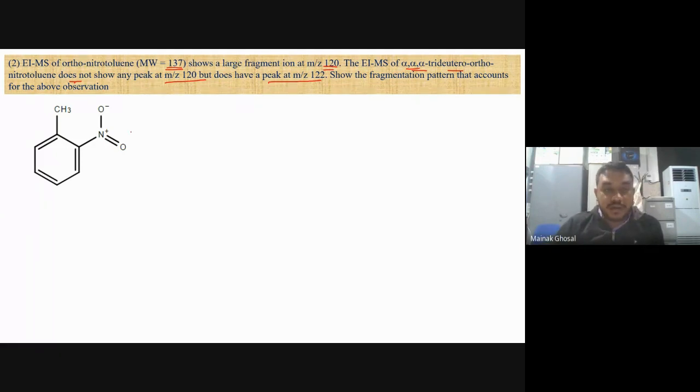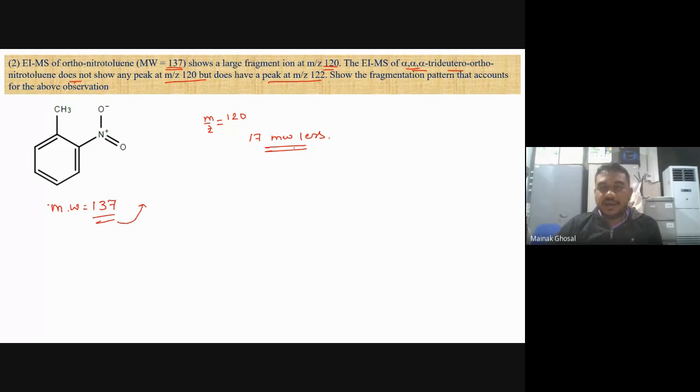So what is your question? Your question is saying that your ortho-nitrotoluene, which is drawn over here, has a molecular weight of 137, but it does not show much intensity for this. Rather, you see maximum intensity at m/z 120. So you see only 17 molecular weight less. So you need to predict what kind of molecular arrangement or fragmentation is going on here.